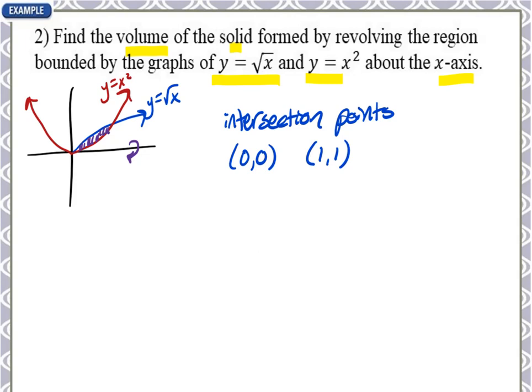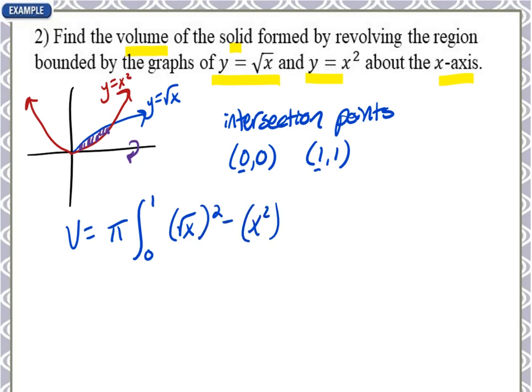So when we want to find the volume using the disk method, we're going to do pi times the integral from 0 to 1. Remember, for your bounds, you're always looking only at the x coordinates, from 0 to 1 there. And then you're going to do the upper function, which is the square root of x, and then you're going to square it, minus the lower function, which is x squared, and you're going to square that one, dx.